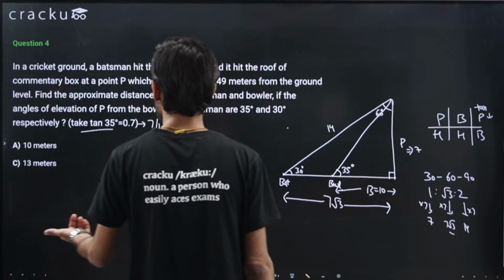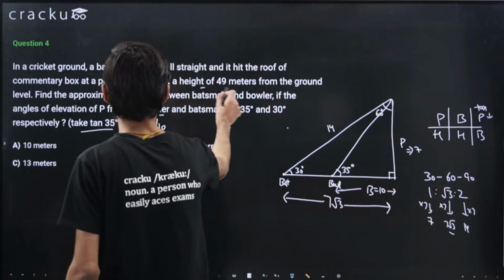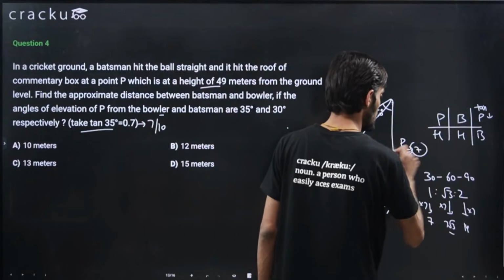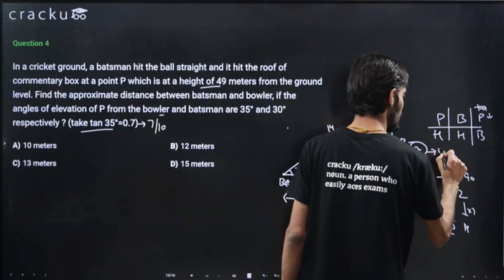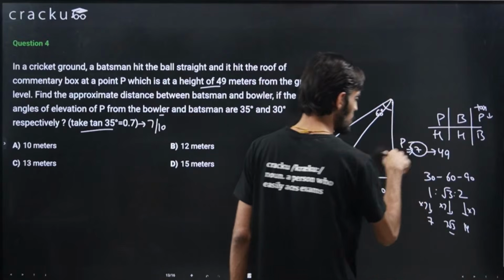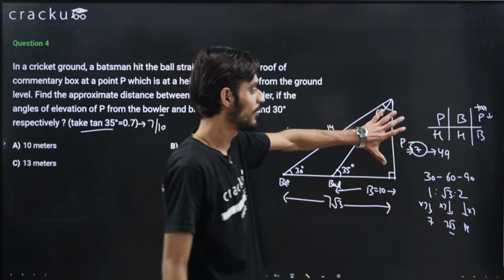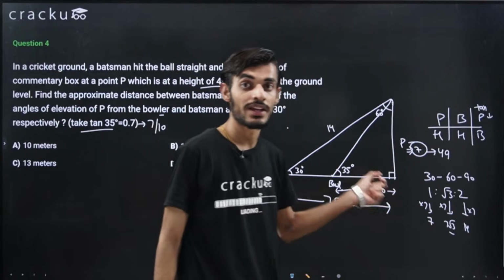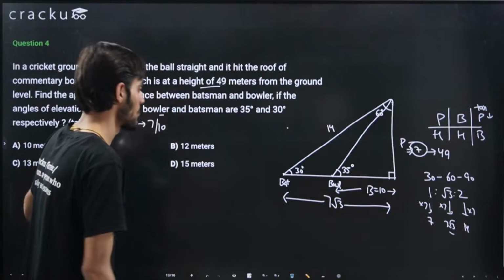Now we must be given something, right? The height of the commentary box is 49. So we are given this value. 7 is basically representing 49. So we have left in terms of ratios, but the actual value of the height of the commentary box is 49. So we can just multiply the remaining values also, so that we get the actual value used in the question. Okay.